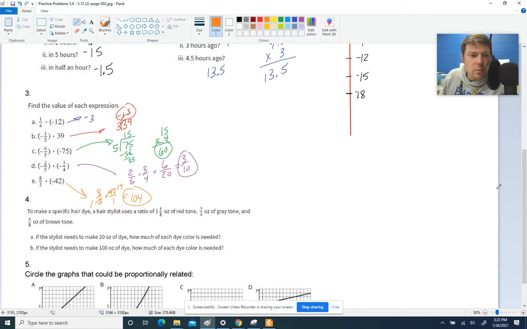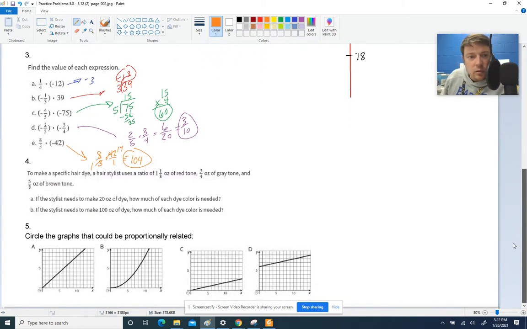So that knocks those out. Just make sure that when you're multiplying, you follow your rules and then use your skills from elementary school to multiply fractions, decimals, and so forth.